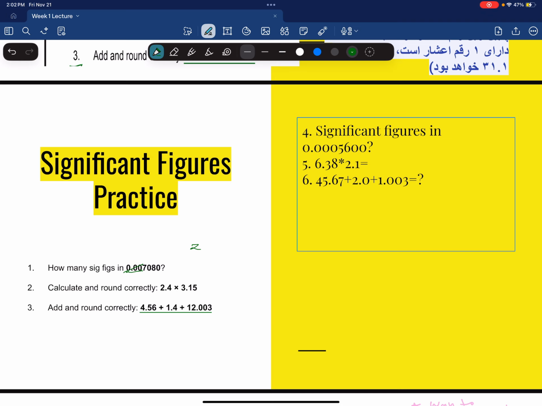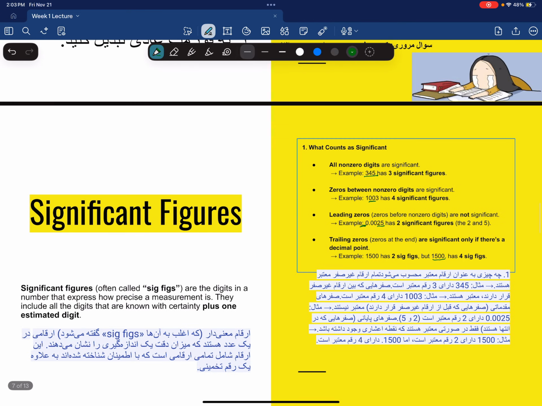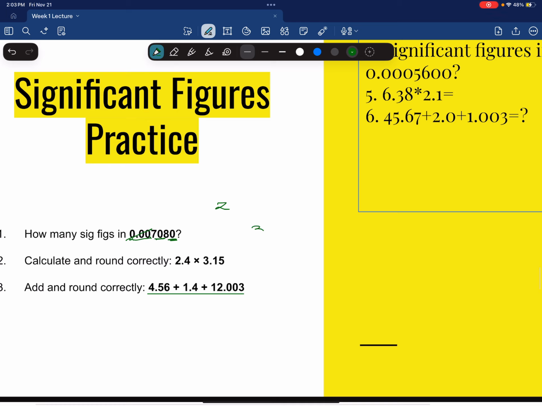And then we look at 0, 8, 0. So we look at 0 over here, which is going to be in the middle of two non-zero numbers, so it's going to be significant. And then we also look at this last 0. Because it doesn't have a decimal in front of it, we know that it's not going to be significant. So our final answer for how many sig figs is going to be 3 in total.